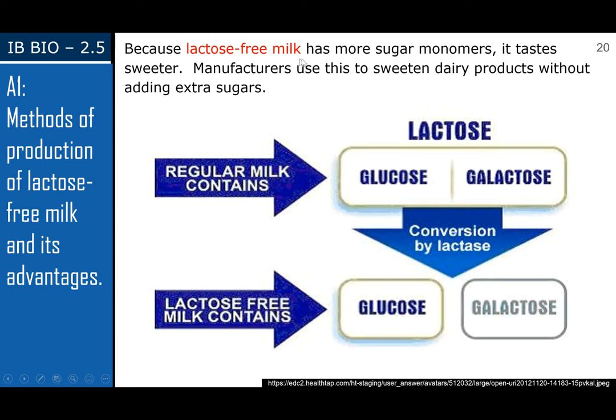Because lactose-free milk has more sugar monomers, it tastes sweeter. So if you don't like milk, try drinking lactose-free milk. Manufacturers also use this to sweeten dairy products without adding extra sugar. A lot of people like TG Lee milk because it tastes better. It tastes better because they're using a little bit of lactase to break down some of the sugars in there, and it tastes sweeter. So they're not adding sugar; they're just changing the chemical composition of the sugar so that it tastes better.